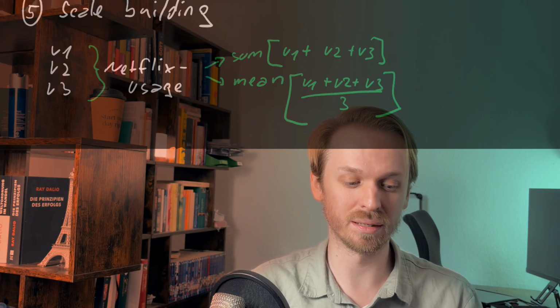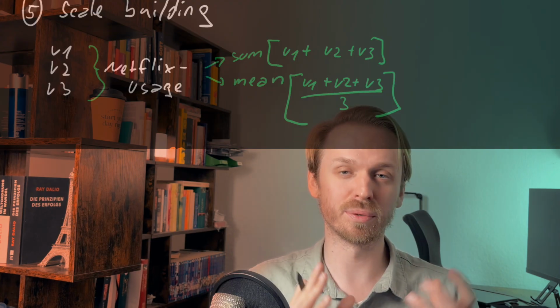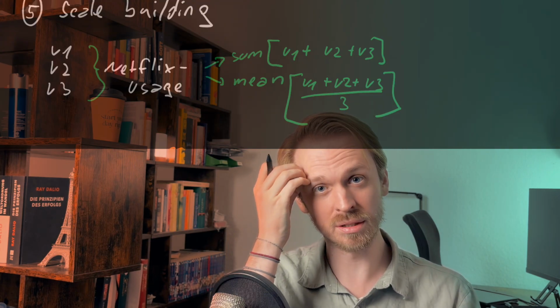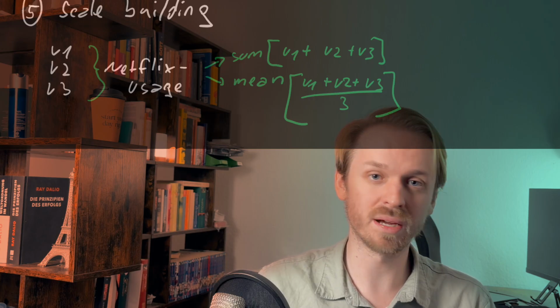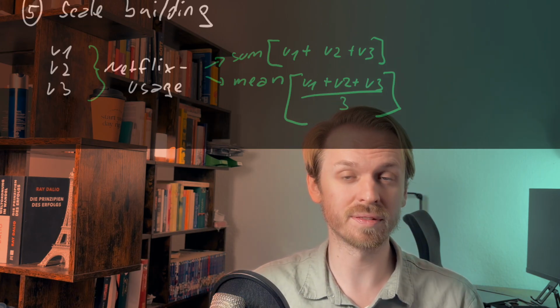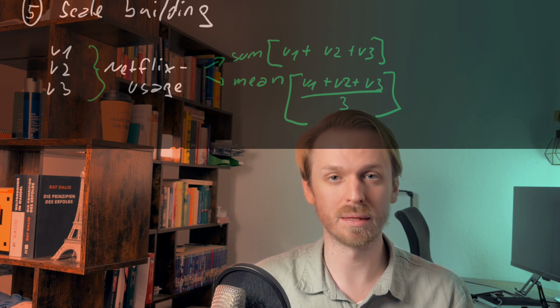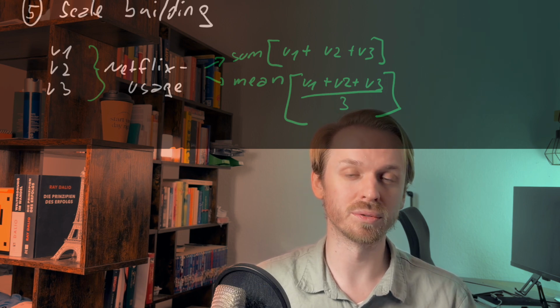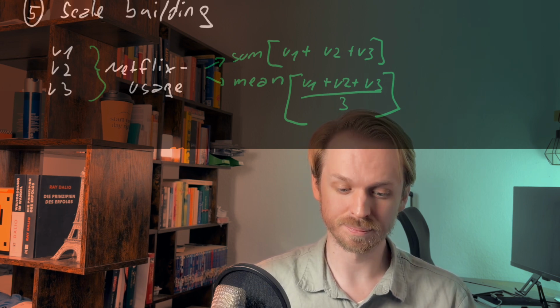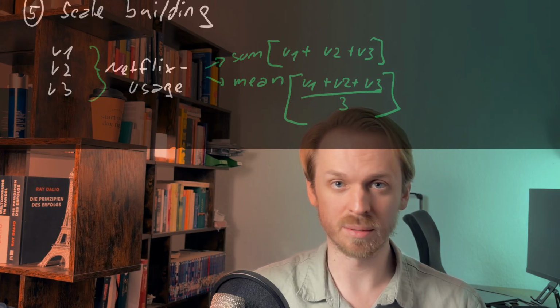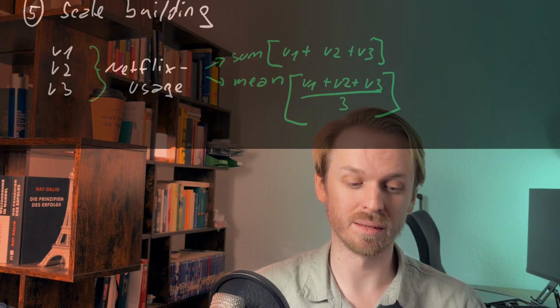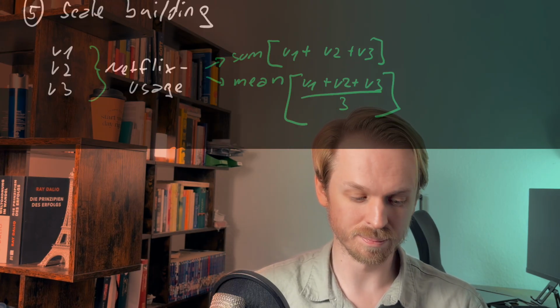So for example, if we have variables which can be put together for Netflix usage, we have to decide: do we want to sum them up? Do we want the average of the answers? Do we want to do a different transformation? So there we have to decide how we want to do our scale building. These are the most common ones, but there are many different types of scales you can build.